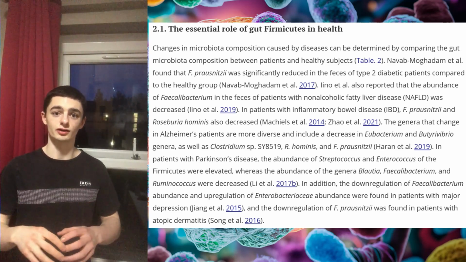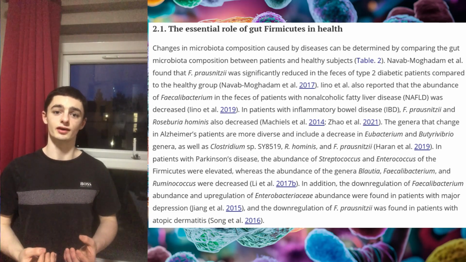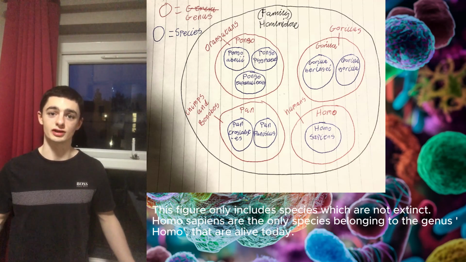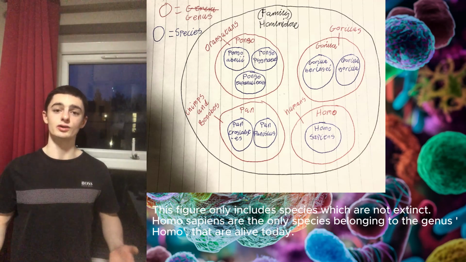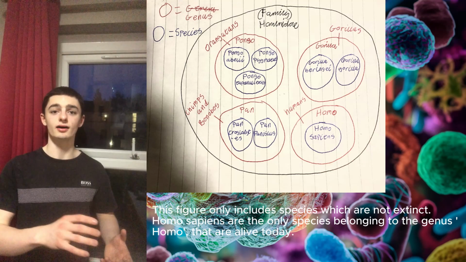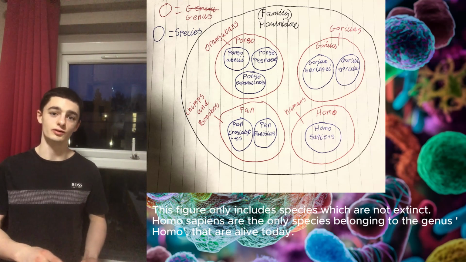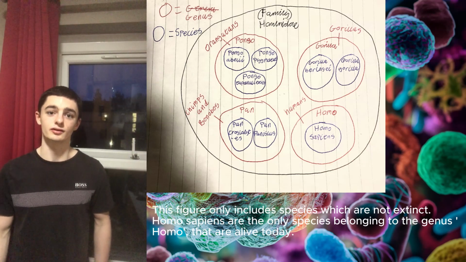So a genus of organisms would contain a few species. So for example, Homo sapiens. That's us. We belong to the genus Homo, and we are the species sapiens. And you've got Homo erectus, Homo denisovans, and so on.